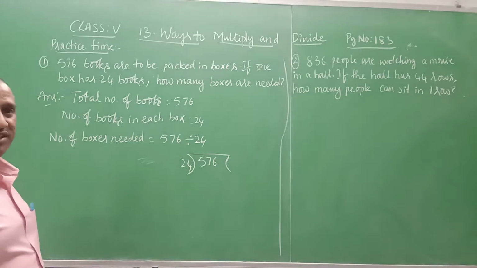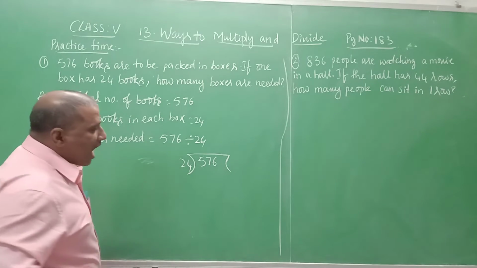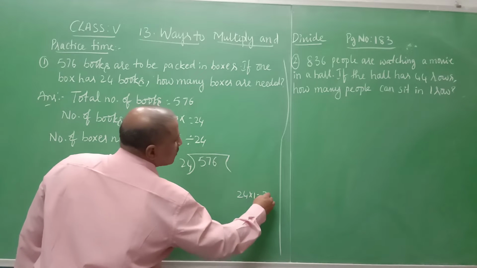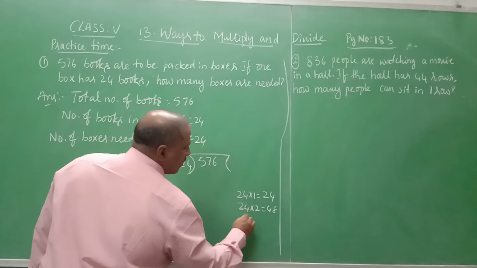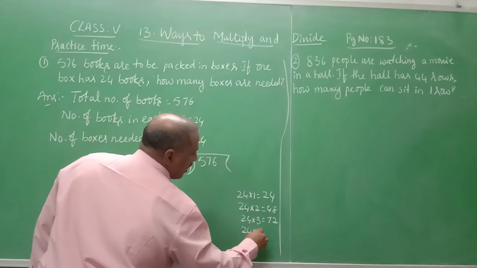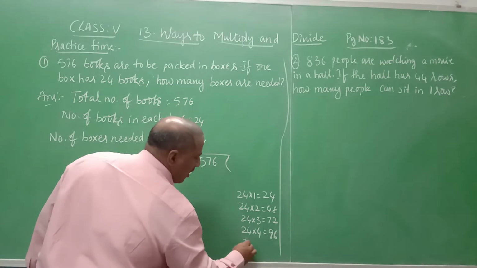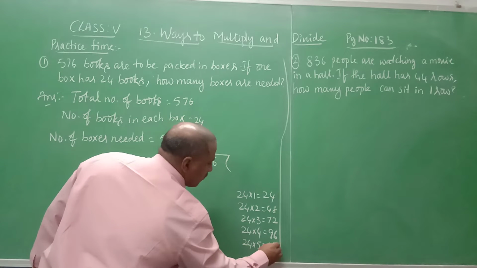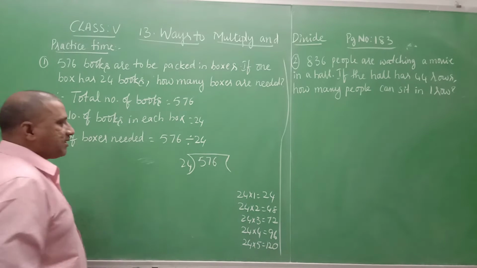You can use Hero's method or Shivangi's method, any method. Here I will use the table, that is the 24 table. 24 into 1 is 24. 24 into 2 is 48. 24 into 3 is 72. 24 into 4 is 96. Like this, we write the table. 24 into 5: 5 4s are 20, 5 2s are 10 plus 2 is 12, so 120. Like this we write the table and we will see.